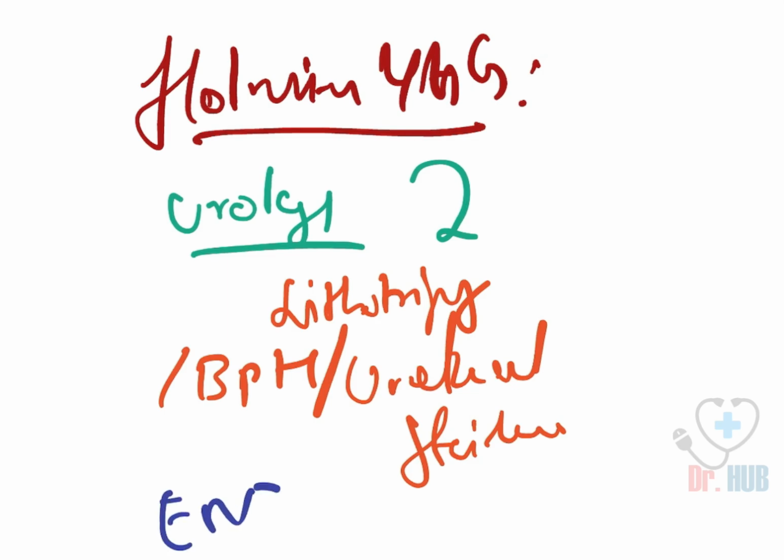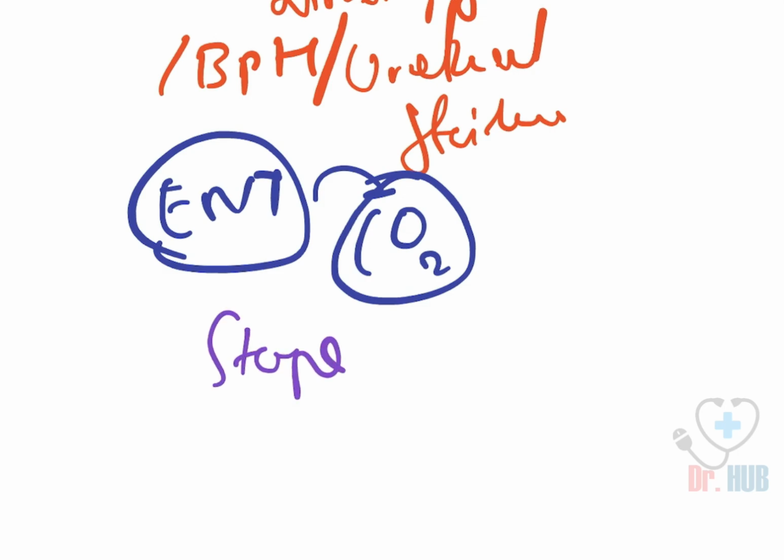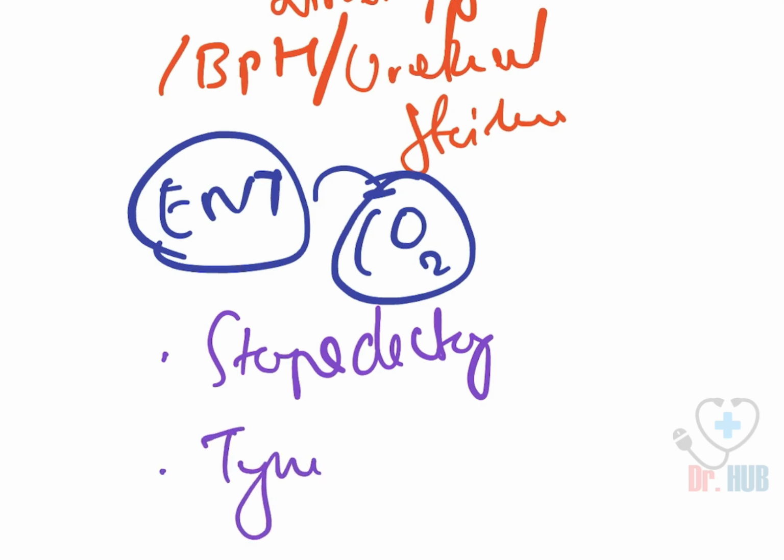Next what we look at is in case of ENT. In case of ENT, we use the CO2, carbon dioxide, and it is used in case of the stapedectomy and the tympanomastoid surgery.